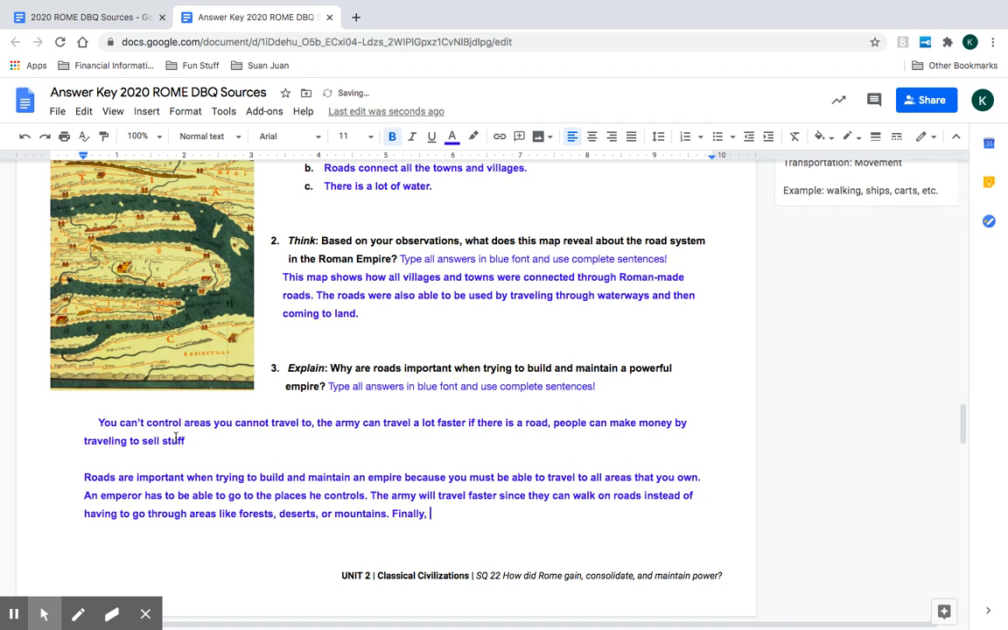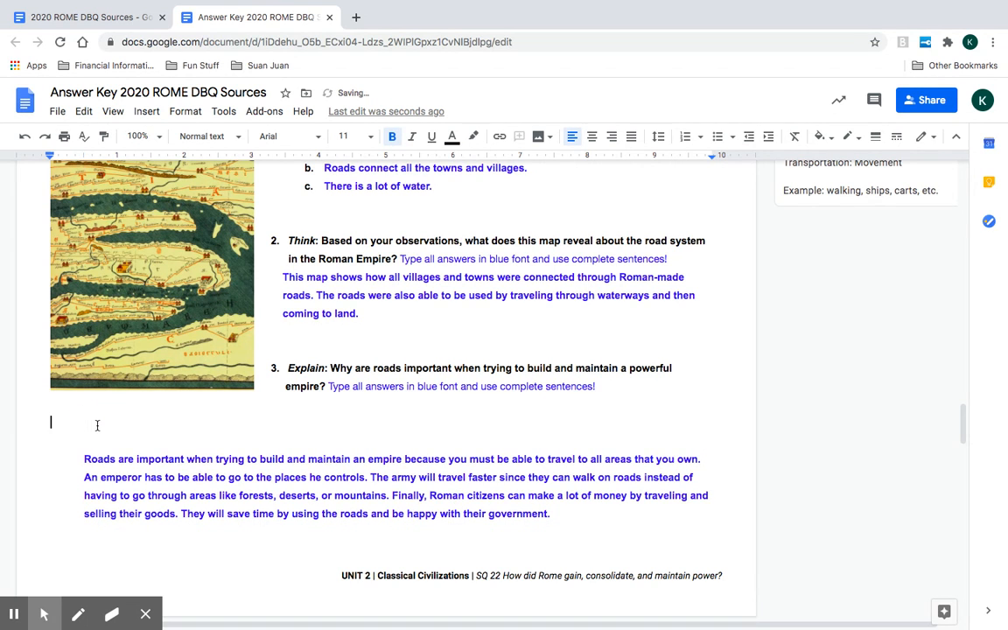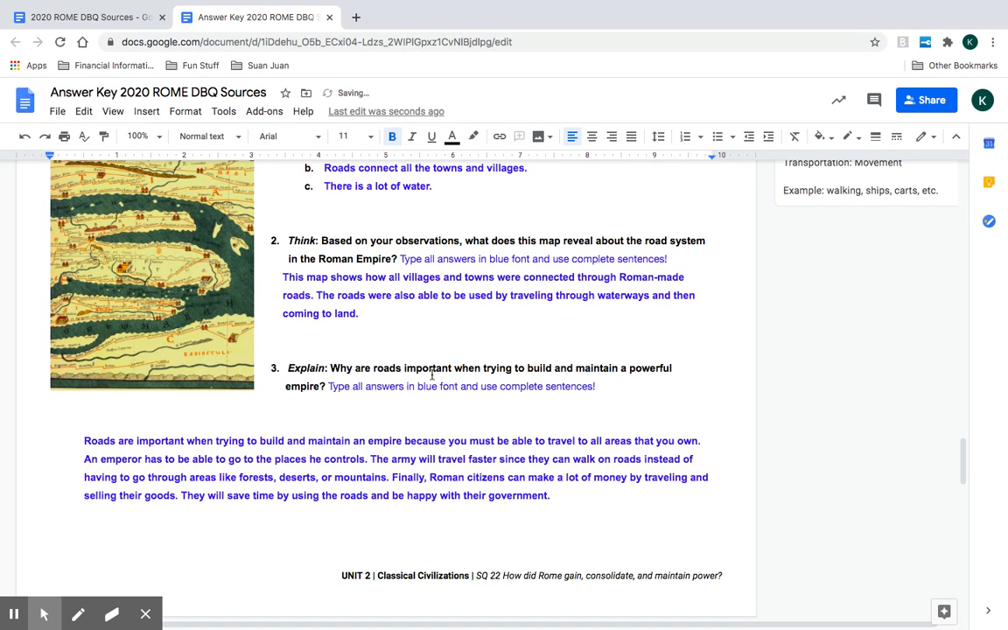Finally, Roman citizens can make a lot of money by traveling and selling their goods. They will save time by using the roads and be happy with the government, right? If I'm making money, I'm happy. And get rid of my notes. And there's my answer. Why are roads important? Well, when you're trying to maintain an empire, you're going to need to travel to the areas that you own. The army will be able to move faster, and Roman citizens can make a lot of money, right? All of this by just roads.